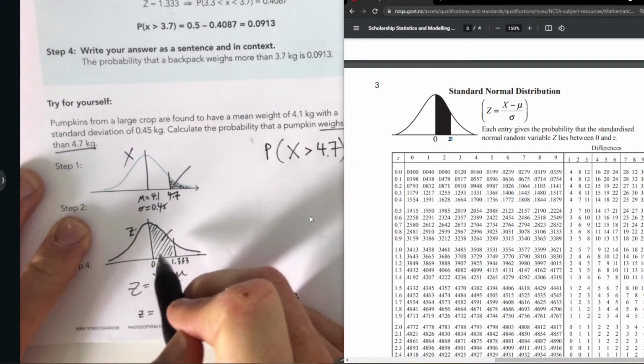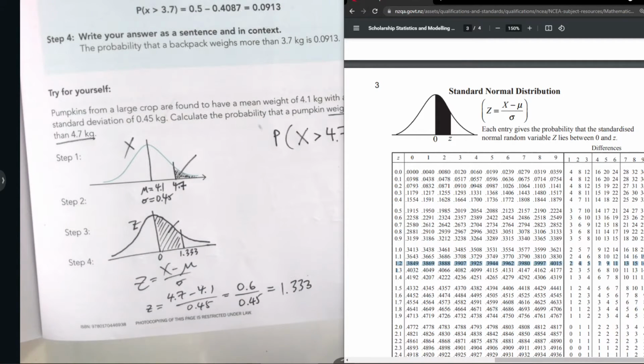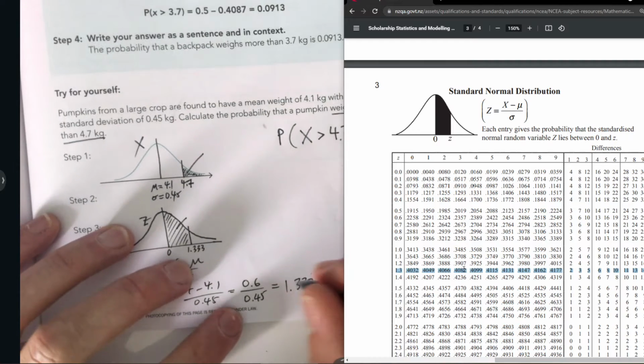1.3 recurring. Boom, we found it. 1.3. Let's go to our table. So we go to 1.3. We highlight that row. If you've got a ruler in the exam, that's a good thing to do. And we go down to 3. So it's this one, 0.4082.